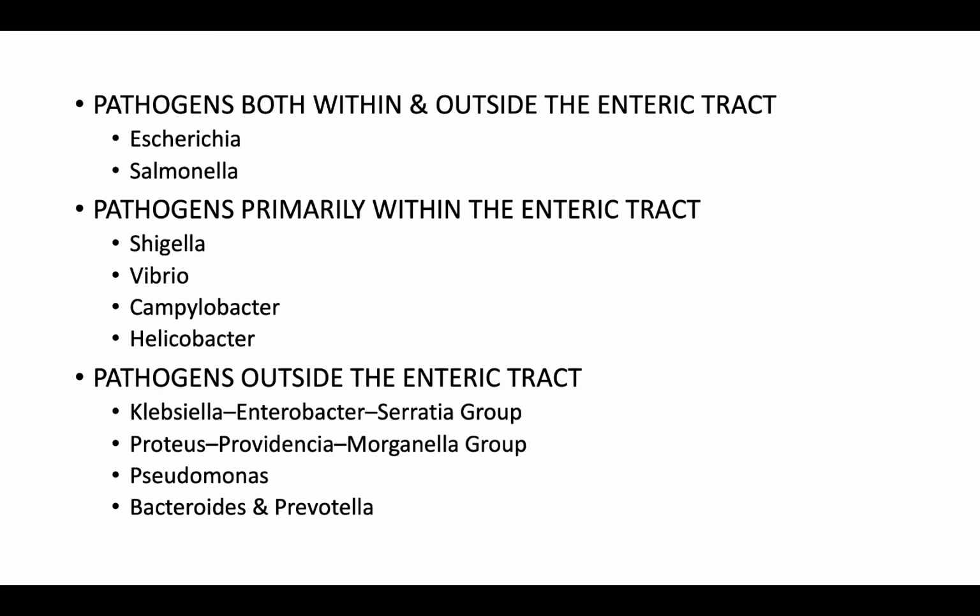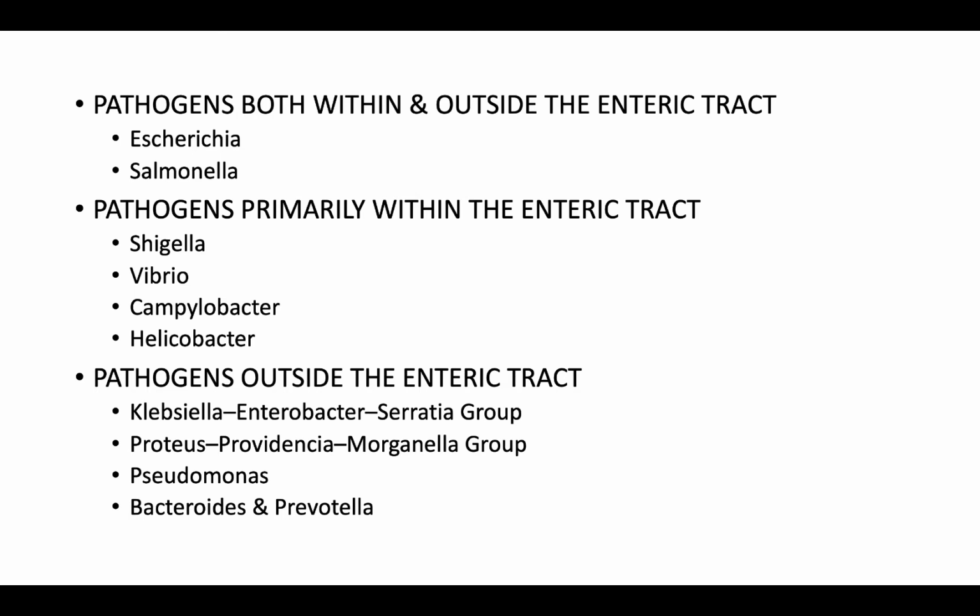So pathogens that cause disease both within and outside the enteric tract are E. coli, Escherichia and Salmonella. You will see the pathogens that are primarily only within the enteric tract cause only enteric and diarrheal disease: Shigella, Vibrio cholera, Campylobacter or Helicobacter. Helicobacter, as you know, does not cause diarrheal disease but causes peptic ulcer.